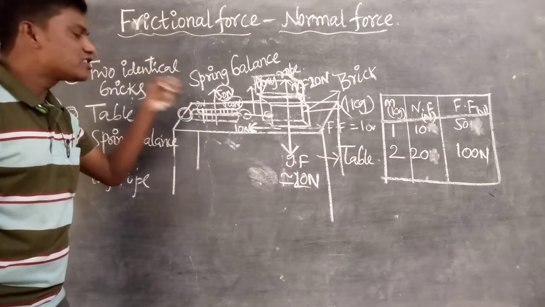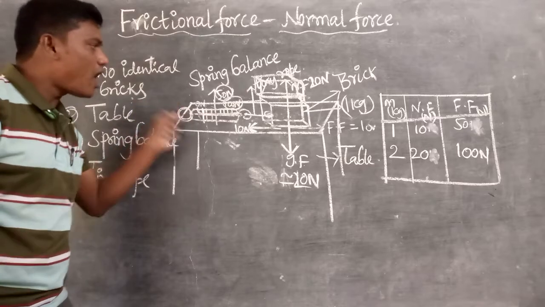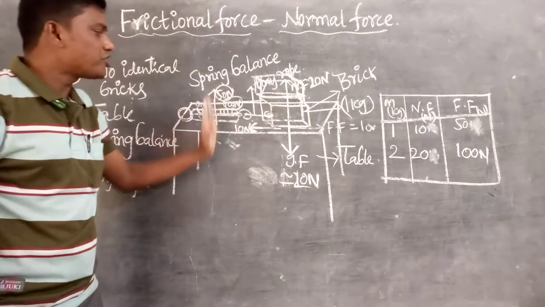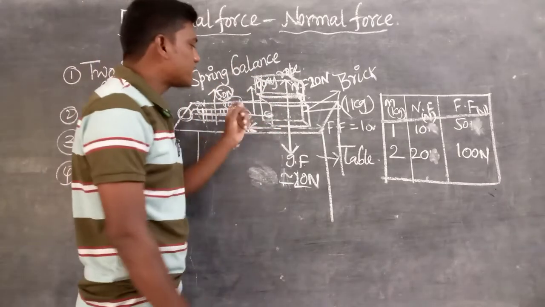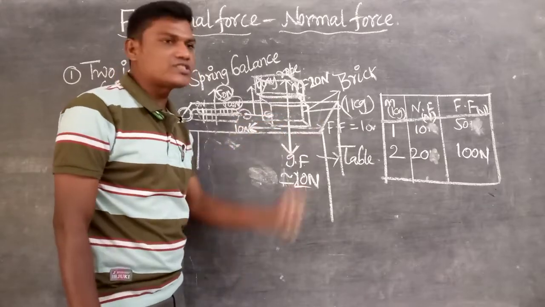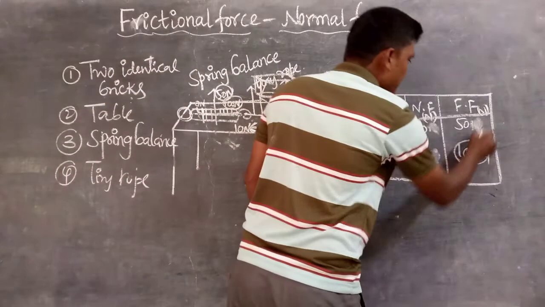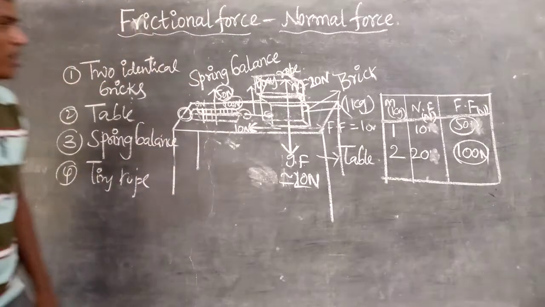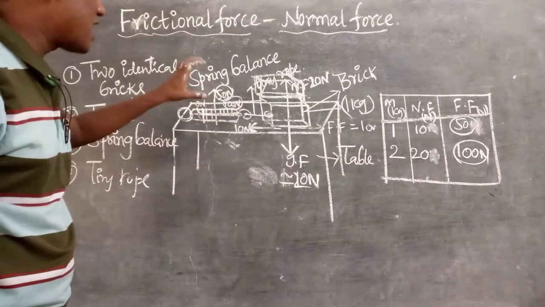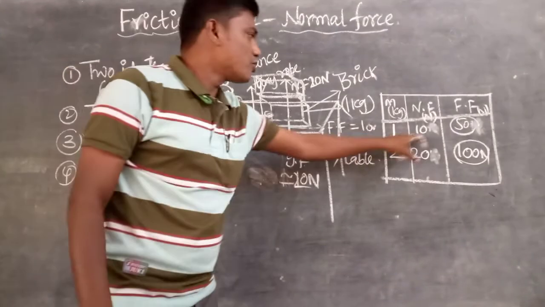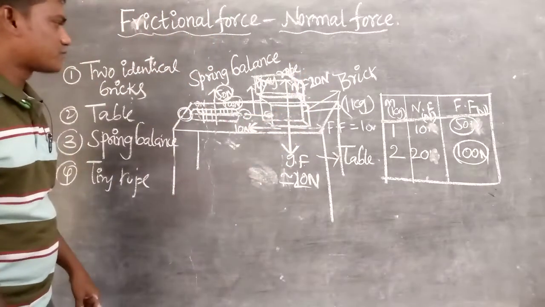But with the help of the spring balance, how much force do you apply on the 2 bricks to set them into motion? 100 Newton. That's why on the bricks, how much force is offered by the frictional force? 100 Newton. Now let me come. Okay, 1 second, I will explain this one. After that, I will prove this practically.